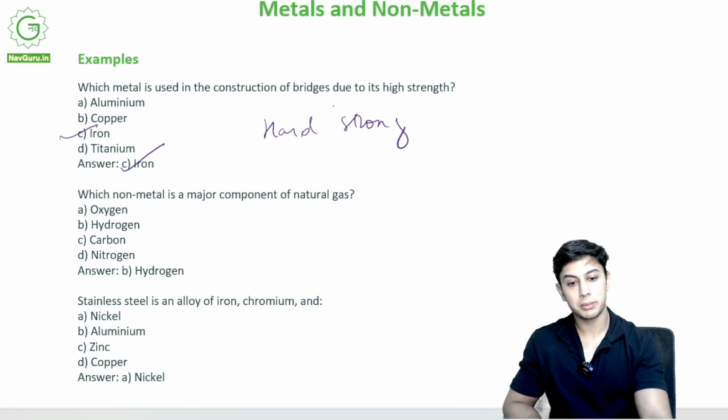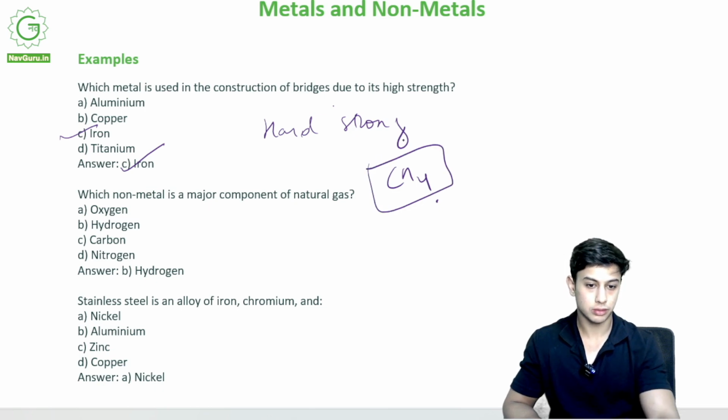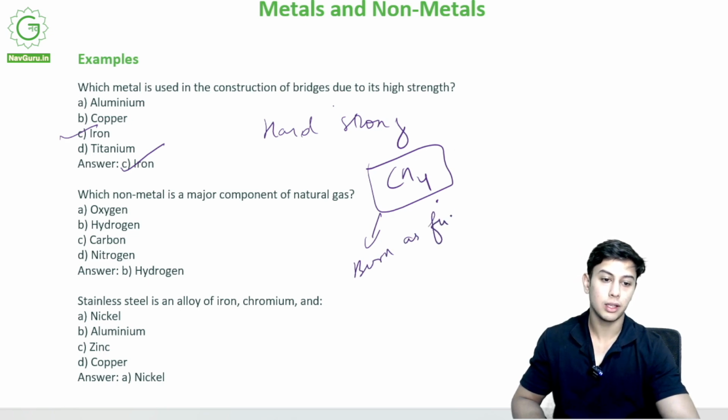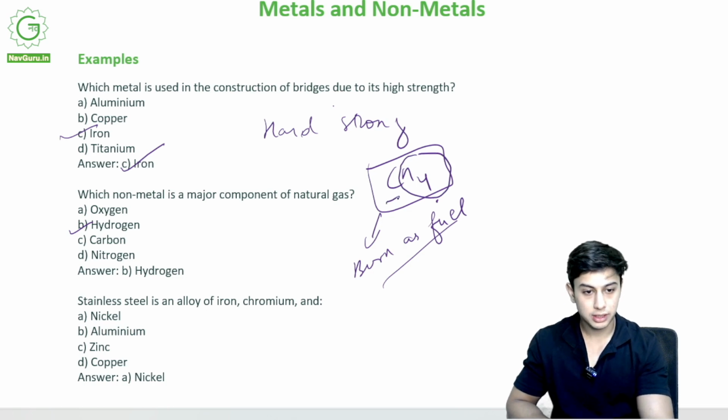Which non-metal is a major component of natural gas? What is natural gas? It is methane, CH4. This is a formula. Natural gas, where is it used? To burn as fuel. Which non-metal? Hydrogen. This is a major component. Carbon is there, but hydrogen is more.